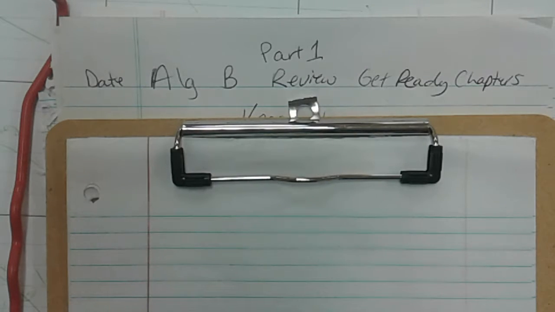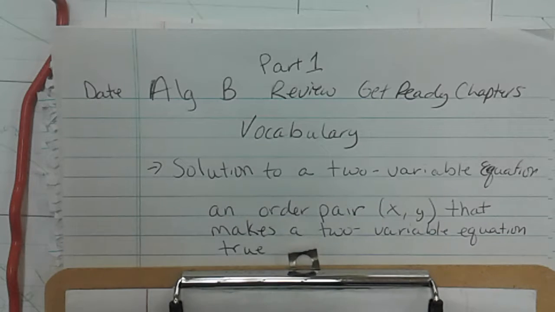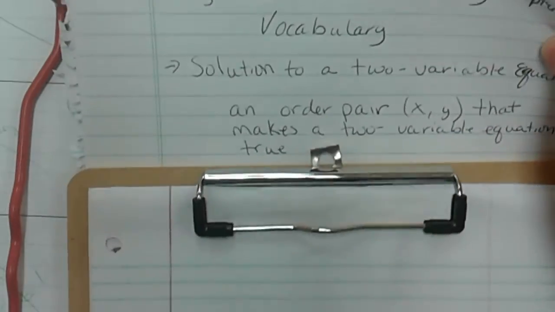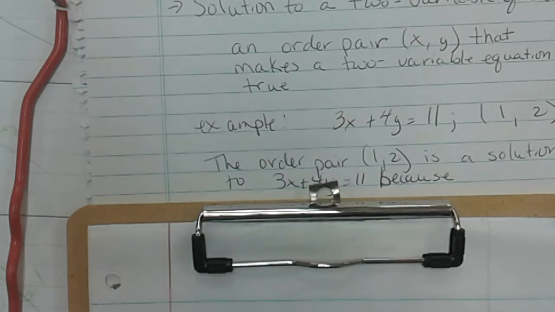So the very first part we're going to go down to vocabulary memory lane on here. So our first one is the solution of a two-variable equation. And it is an ordered pair, x, y, that makes a two-variable equation true. So remember, a solution is anything that is a true statement. If it doesn't make a true statement, then it is not a solution. So it is anything that makes a true statement.